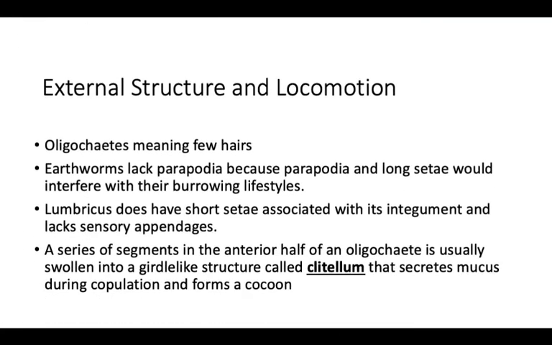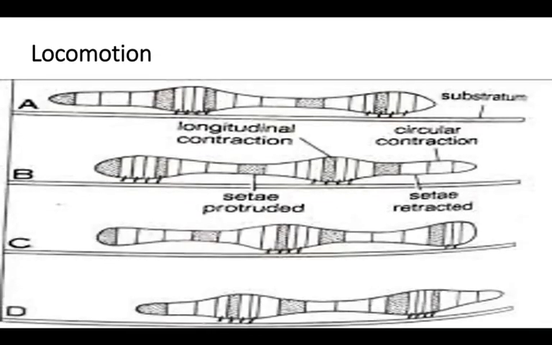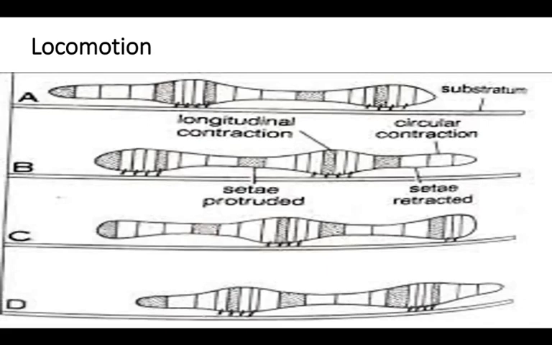Now in the next video we are going to discuss the external structures and locomotion patterns of class Oligochaeta. Oligochaeta contain few hairs, and these few hairs are meant for locomotion. As I have mentioned earlier, they don't contain parapodia and also lack long setae. The interesting part is that earthworms contain a clitellum.